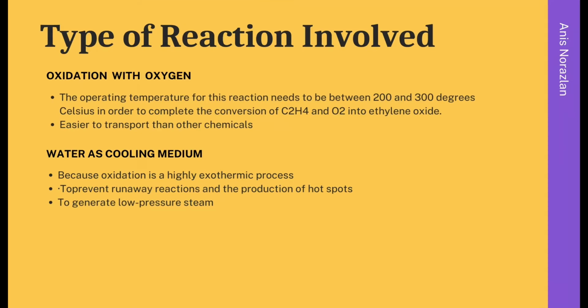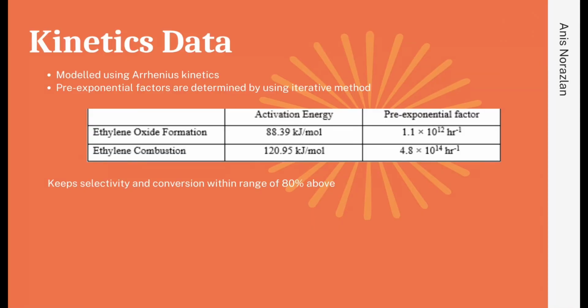For the type of reaction involved, we use oxidation with oxygen because it is easier to transport than other chemicals, and water is chosen as the cooling medium because oxidation is a highly exothermic process, and this is very important, and also to prevent runaway reactions and the production of hot spots in the reactor, and it also can generate low pressure steam.